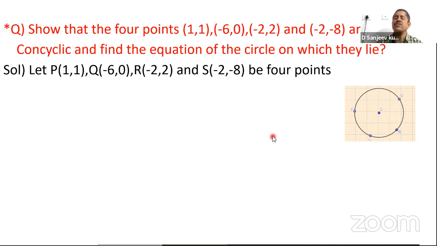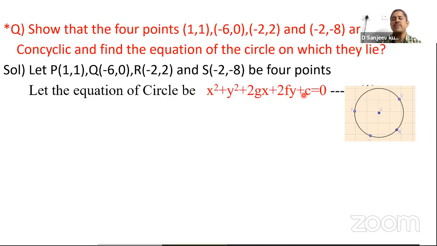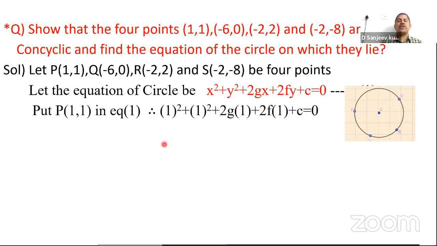Now you take the general equation of the circle, or standard equation of the circle: x² + y² + 2gx + 2fy + c = 0. The next step is to substitute the first point, which is (1, 1). When you substitute x as 1 and y as 1, you get 1² + 1² + 2g(1) + 2f(1) + c = 0. So 1² + 1² is 2, and you get 2 + 2g + 2f + c = 0. This is equation number 2, by substituting the point (1, 1).